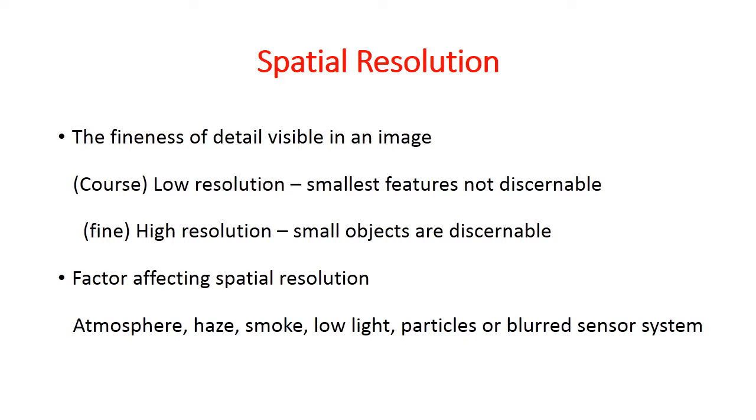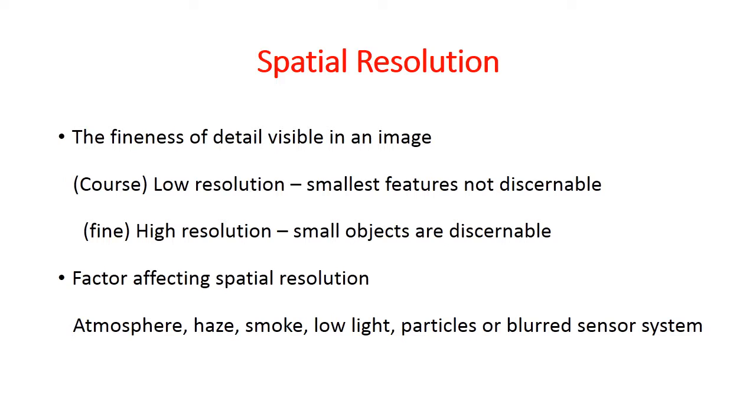First, spatial resolution. The fineness of the detail visible in an image. For example, if there is low resolution, it is called coarse, in which the smallest feature is not discernible. We are not able to differentiate between small features when the resolution is low. In the case of high resolution, small objects are discernible, meaning we can distinguish between small objects.